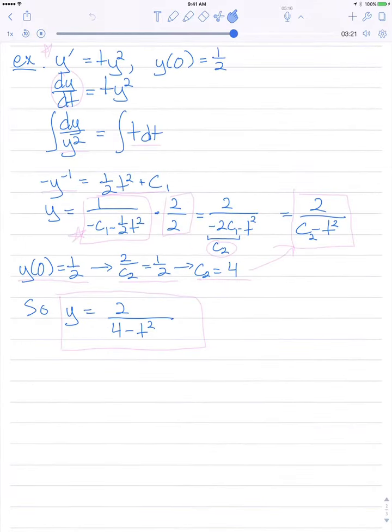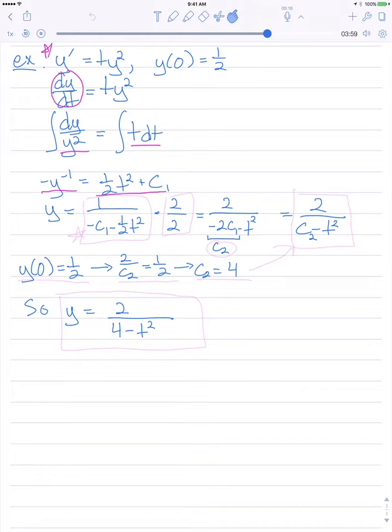Let's do another example. We'll take here y prime equals ty squared with the initial condition y of 0 equals a half. I'm going to rewrite the y prime as dy dt for convenience, still equal to ty squared, and then I'll separate. On the left-hand side, I have dy over y squared. On the right-hand side, I have t dt. I'm going to anti-differentiate each side. The antiderivative of y to the negative 2 is minus y to the negative 1, and on the right-hand side, I get 1 half t squared plus constant c1.